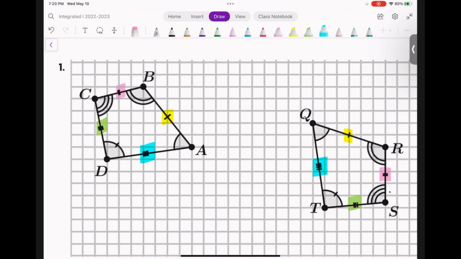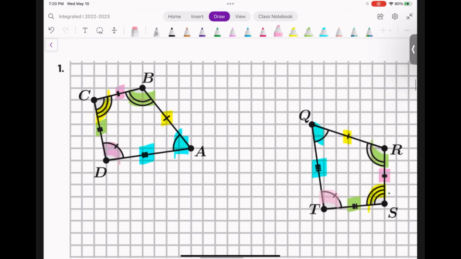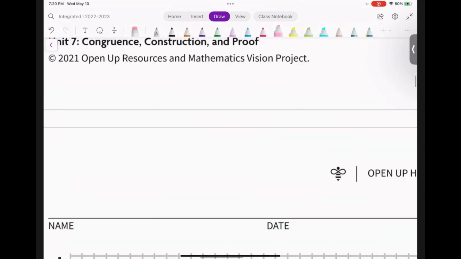Same thing goes here if you go with this angle here with one arc mark, with this angle here with one arc mark. And then just go traveling around, 2 matches with 2, 3 matches with 3, and 4 not 4, but circle with a tick mark matches with circle with a tick mark. So those are the corresponding congruent parts that they're talking about. Okay, so that's number 1.